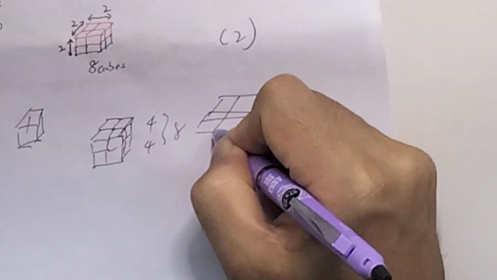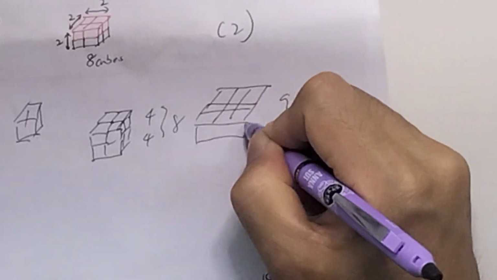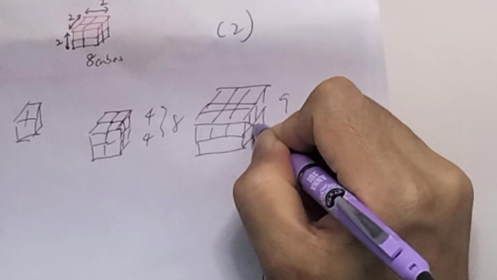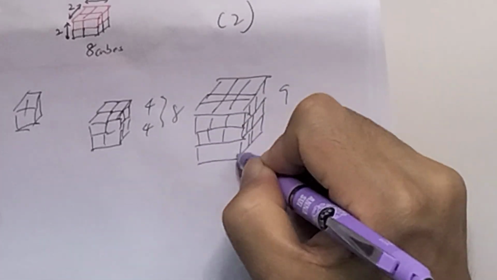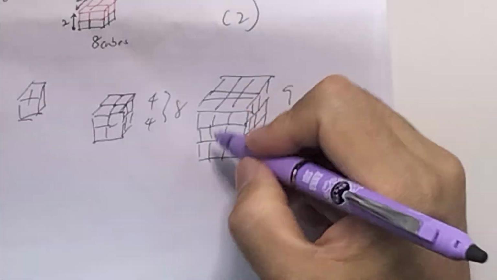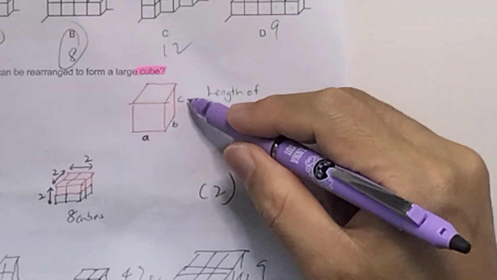Larger cube now. So here I have 3 by 3 by 3 is 9. But that's not enough to form a cube. I need another 9 more below. Still not enough to form a cube, another 9 more below. And when I do this, I'll have this side is 3, this side is 3, this side is 3. Remember? All the lengths must be the same.